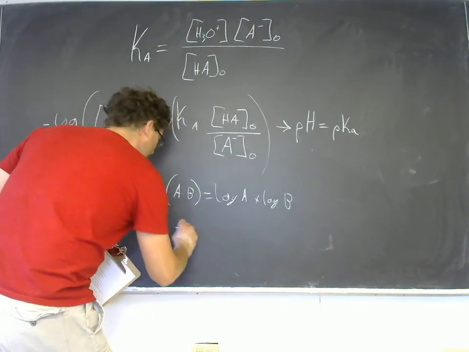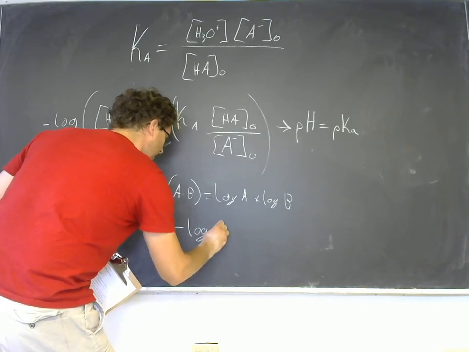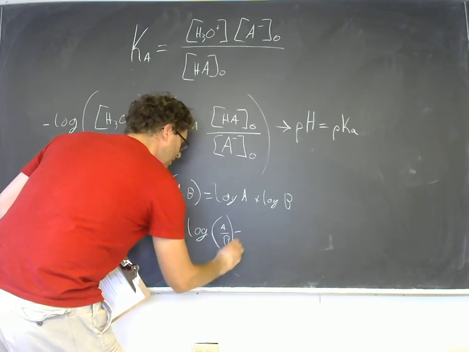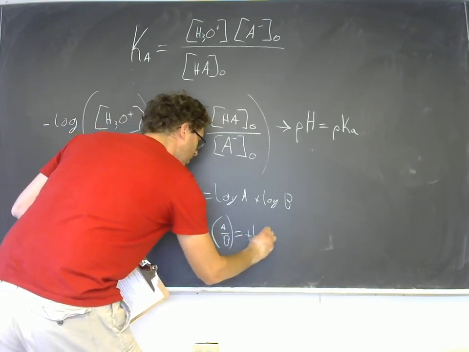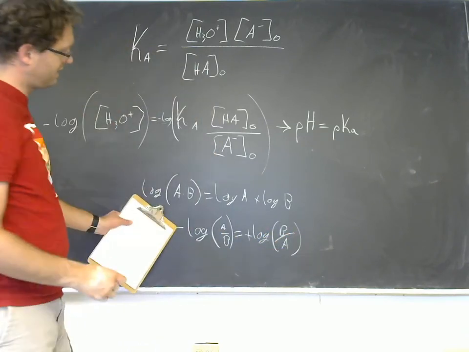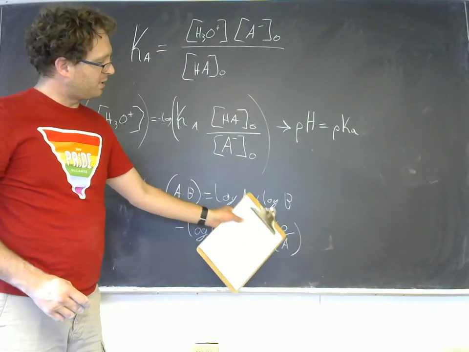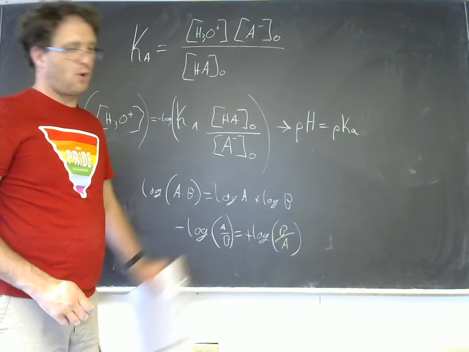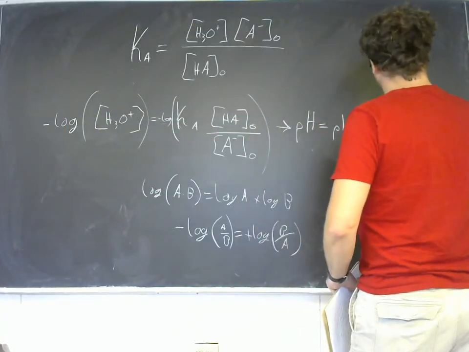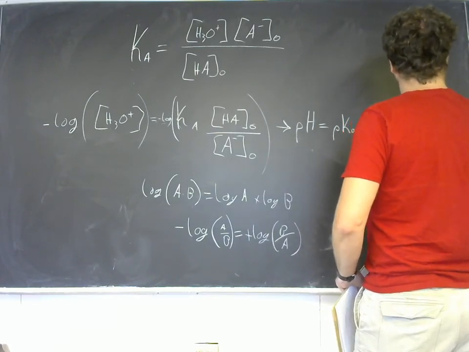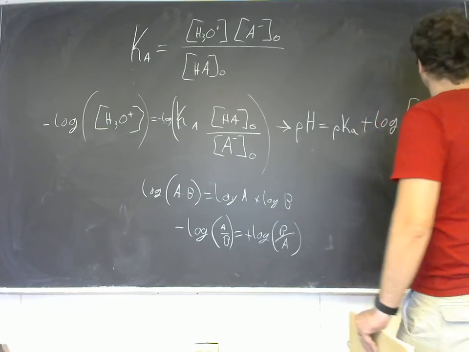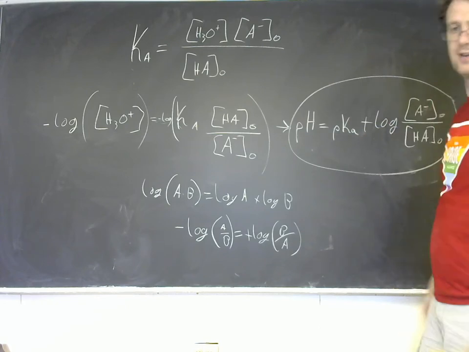And then finally, one more simplification is that the negative log of, let's say, A over B is equal to the positive log of B over A. This sign change can become a -1 exponent for the argument inside the log. We got pKa plus the log of the A minus naught concentration over the HA naught concentration. And this here finally is the Henderson-Hasselbalch equation.